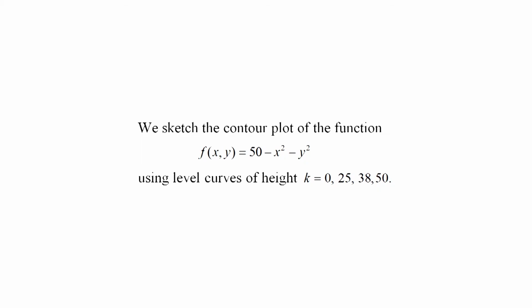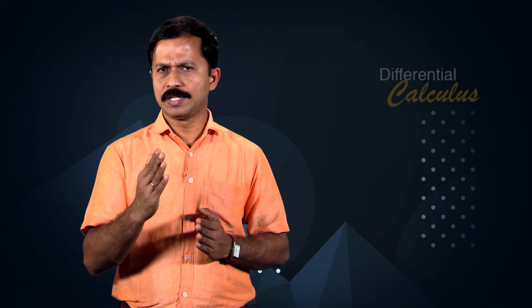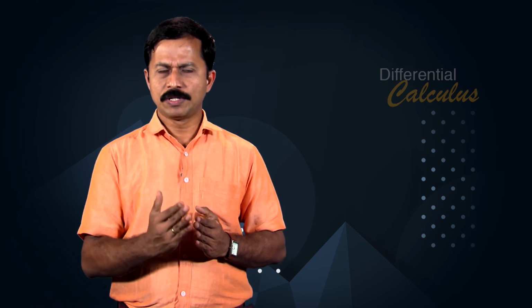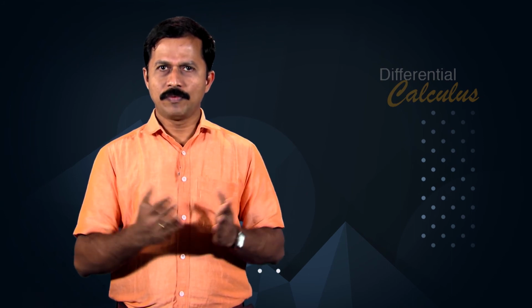As another example, we sketch the contour plot of the function f of x y is equal to 50 minus x square minus y square using level curves of heights k is equal to 0, 25, 38 and 50. We plot the level curves f of x y is equal to 0, f of x y is equal to 25, f of x y is equal to 38 and f of x y is equal to 50 in the domain of f in the plane. The domain of f is the entire xy plane.